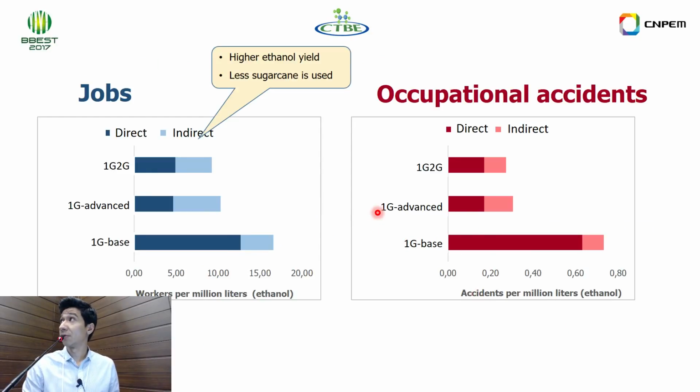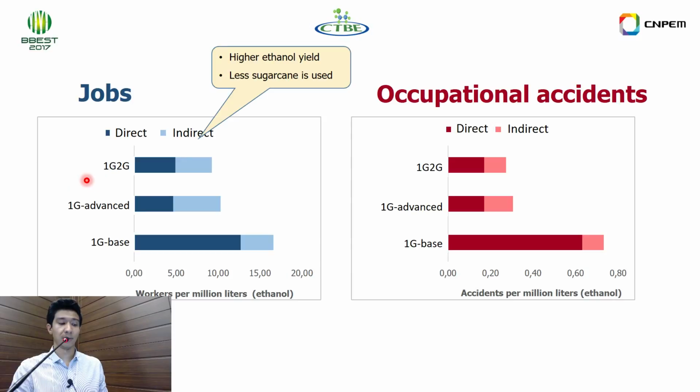So the result is, considering the input-output analysis, we can see that first generation with relatively outdated technology produces more jobs per liter of ethanol, and basically this happens because of the manual harvest, which depends on sugarcane cutters, and that's why the impact of direct jobs is higher than the indirect one.